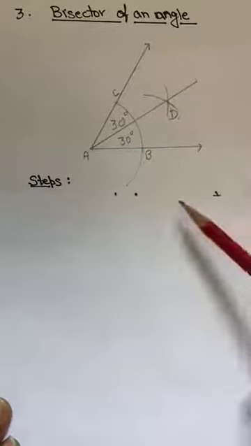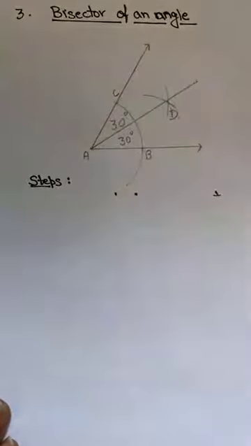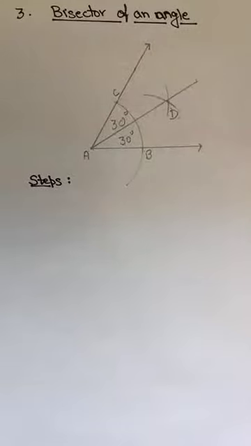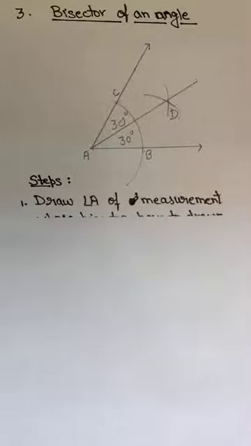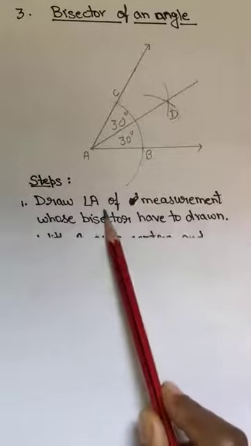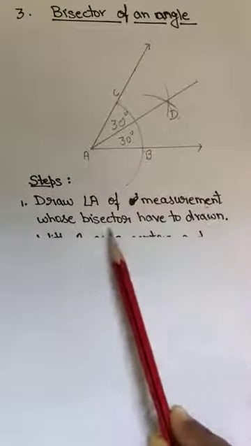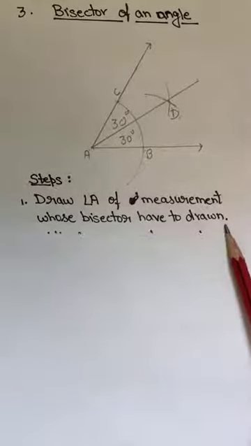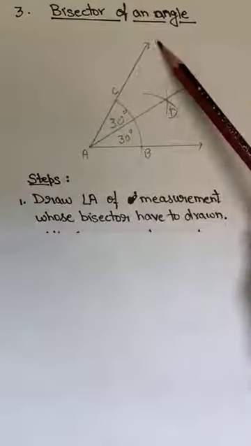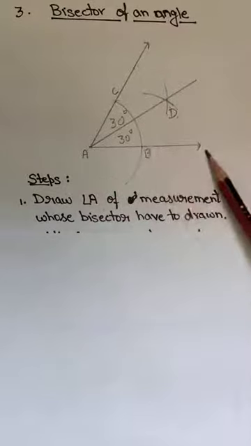Now see, bisector of an angle. Sometimes it is given that draw an angle of 60 degree and then bisect it, or draw its axis of symmetry, meaning is same. That means you have to draw the bisector. So how you will do? See the steps. Draw angle A of the measurement whose bisector has to be drawn. So if we have to draw the bisector of 60 degree, then first of all we will draw one angle A of 60 degree.